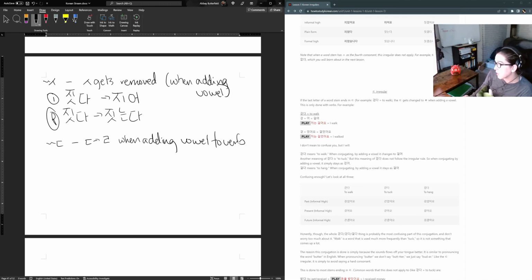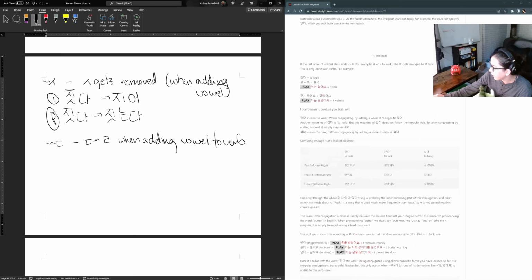걸다, hang, when conjunctioning adding a vowel, it stays 걸어. Confusing enough? Let's look at all three. 걸어, 걷다, and don't worry too much about it. Walk is a word that is used much more frequently than tuck, so it's not something that comes up a lot. The reason this conjunction is done is simply because the sound flows off your tongue better.